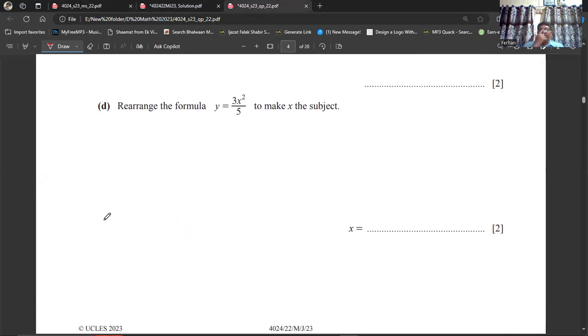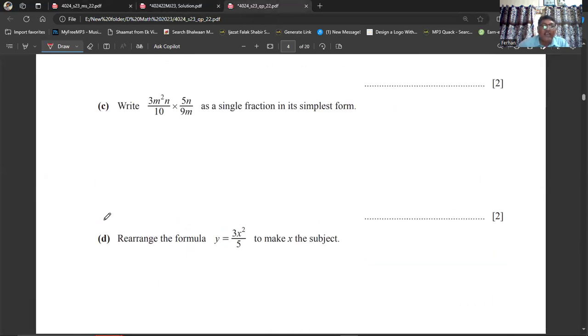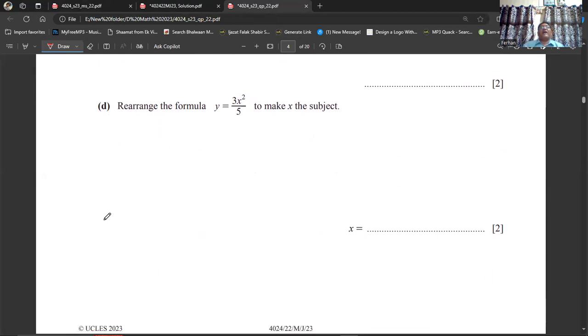Question number 2, D part. It says rearrange the formula y equals 3x squared by 5 to make x the subject. X the subject means you make x alone on one side. So this 5, which is dividing here, will go on the other side, it will multiply. Then this 3, which is multiplying, will go on the other side, it will divide.